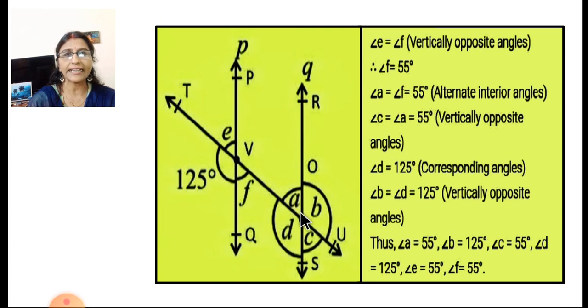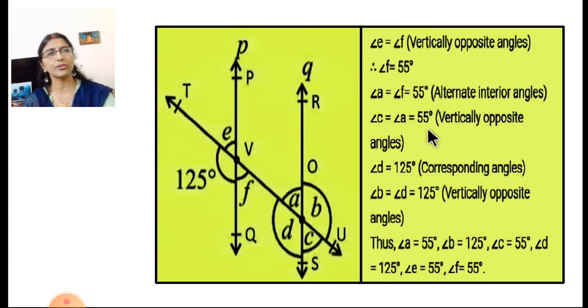Now you see angle A and angle C, they are vertically opposite to each other. So as this is 55 degree, this angle also will be 55 degree. So it's written angle C is equal to angle A, which is equal to 55 degree, and in bracket you will write vertically opposite angles. Now we will see this angle, angle D.